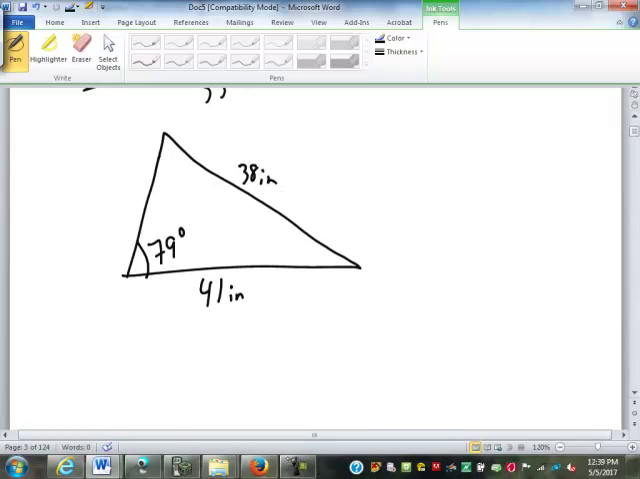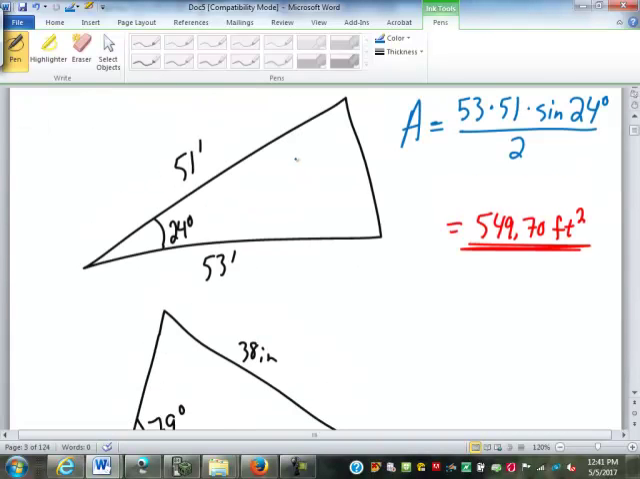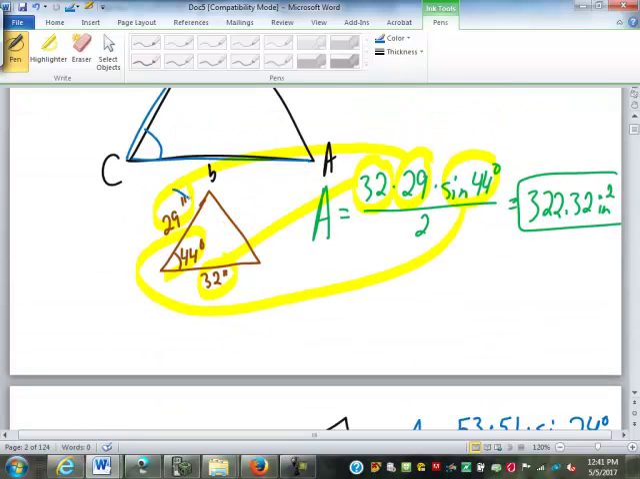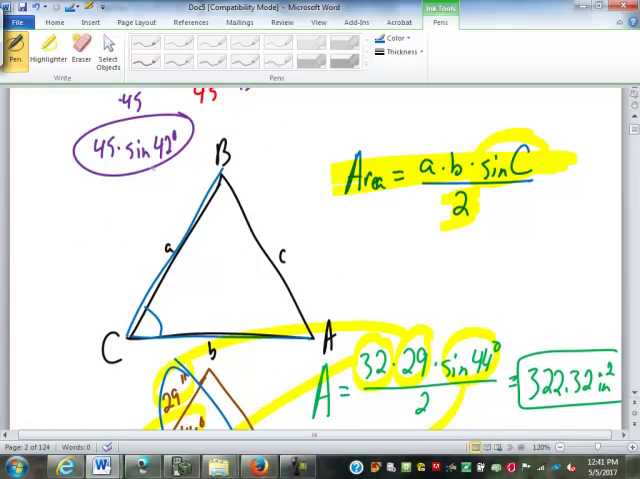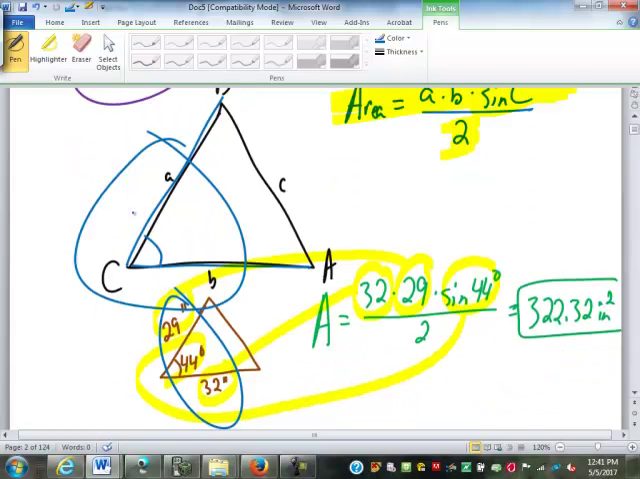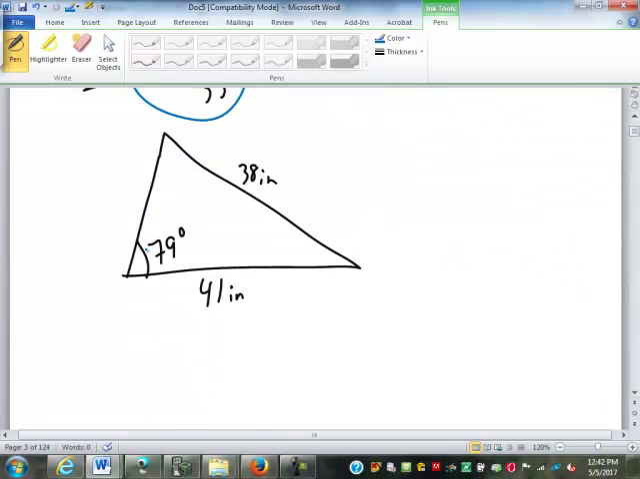Find the area of that one in your notes. Did anybody notice what's different about this problem? Yeah, the angle is not between the two sides. I need two sides and the angle in between them. Notice up here, the angle is between the two sides. C is between A and B. So before I can find an area here, I either have to find this side or have to find this angle. This angle would be quicker.